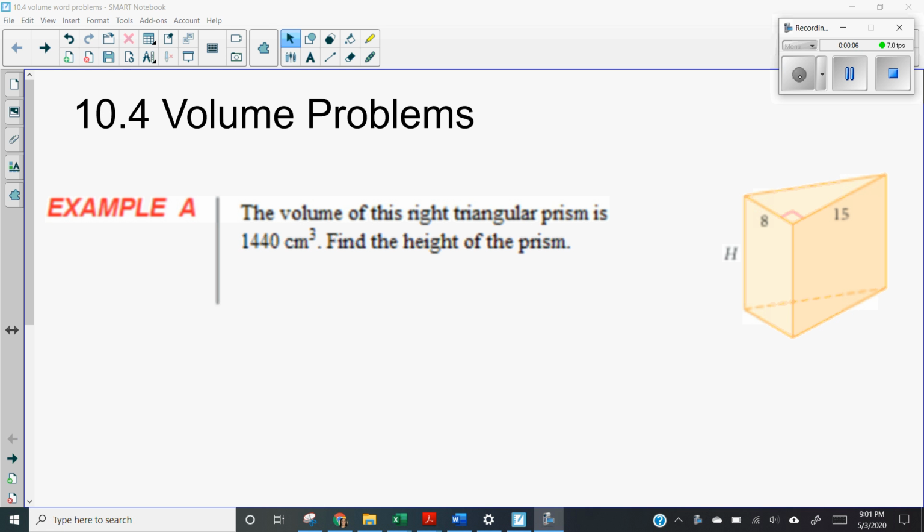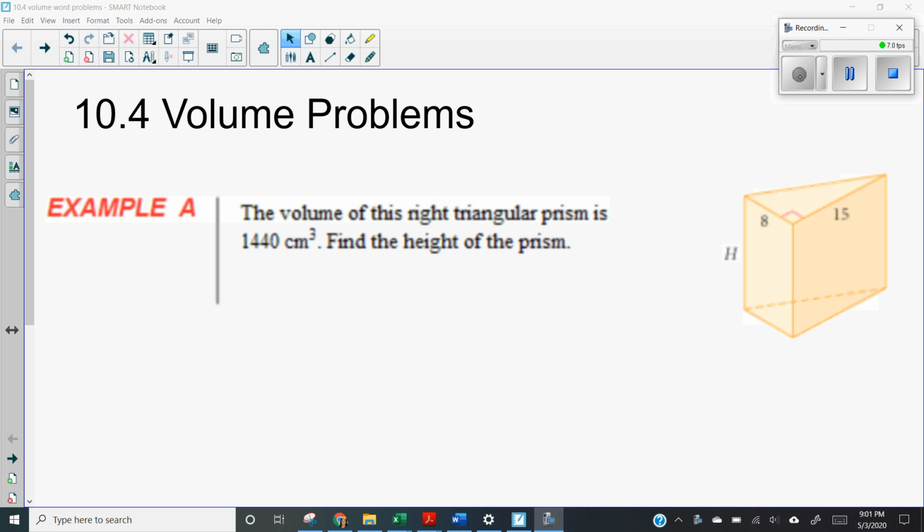Some more volume problems, no new formulas, so keep whatever formula sheet you're creating for yourself handy. We'll be using those today. We're going to look at two types of problems. The first two examples we're going through together are problems where they already give you the volume and you're just solving for a particular measurement on the solid. So maybe you're solving for height, or maybe you're solving for the radius. We haven't done any like that, so I want to do a couple of those with you.